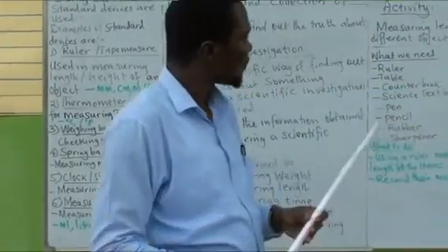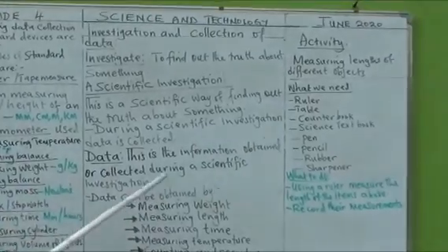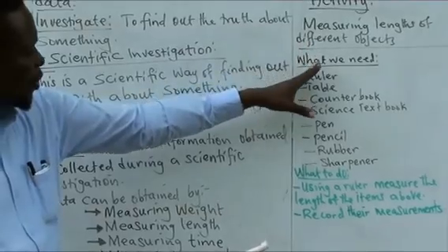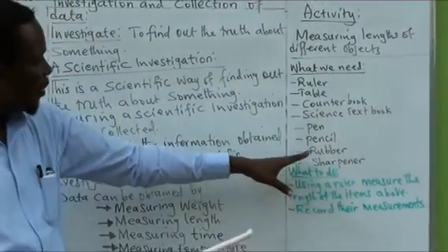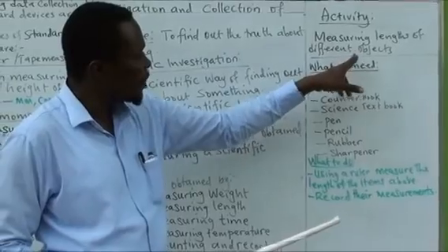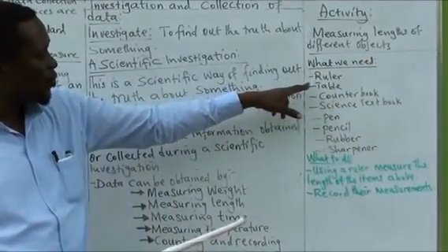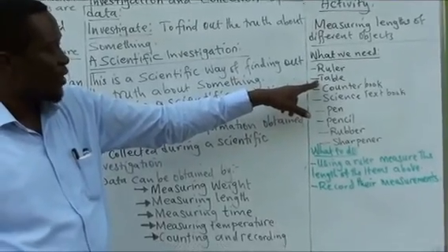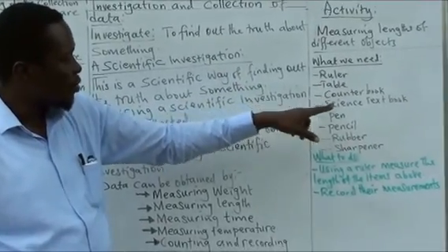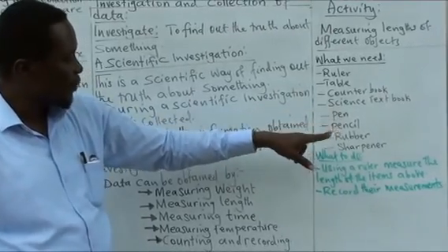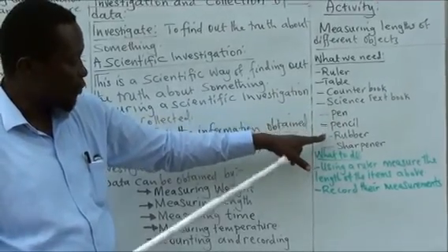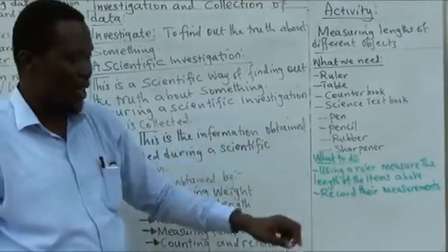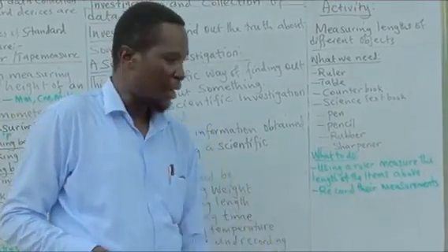Now, boys and girls, we have an activity on the board. We want to get the measurement of the following items listed here: measuring the length of different objects. What do we need? We need a ruler for the measurement of the length. We are going to measure the length of the table, the counter book, and the science textbook. We are going to use a pen or a pencil for writing, a rubber for erasing, and also a sharpener in case of corrections.